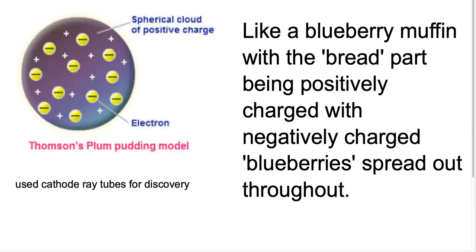Okay, the next major one was going to be Thomson, so J.J. Thomson. And so Thomson came up with this idea of what's sometimes called the plum pudding model, where you had the entire atom being positive, and then you had these little negative particles, these electrons spread throughout. So it's like blueberries in a muffin. He came up with that by using a cathode ray tube. And so that's kind of what was important with Thomson's model.